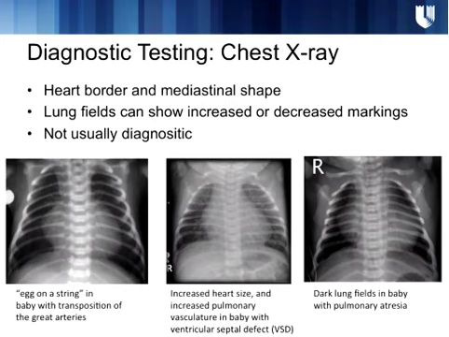Increased pulmonary vasculature is seen by the haziness in the lung fields, and this is a child with a ventricular septal defect, so with excessive pulmonary blood flow. And then on the right, you'll see a large heart size and darkened lung fields in a baby with pulmonary atresia. So this would be a cyanotic infant with limitation in pulmonary blood flow.